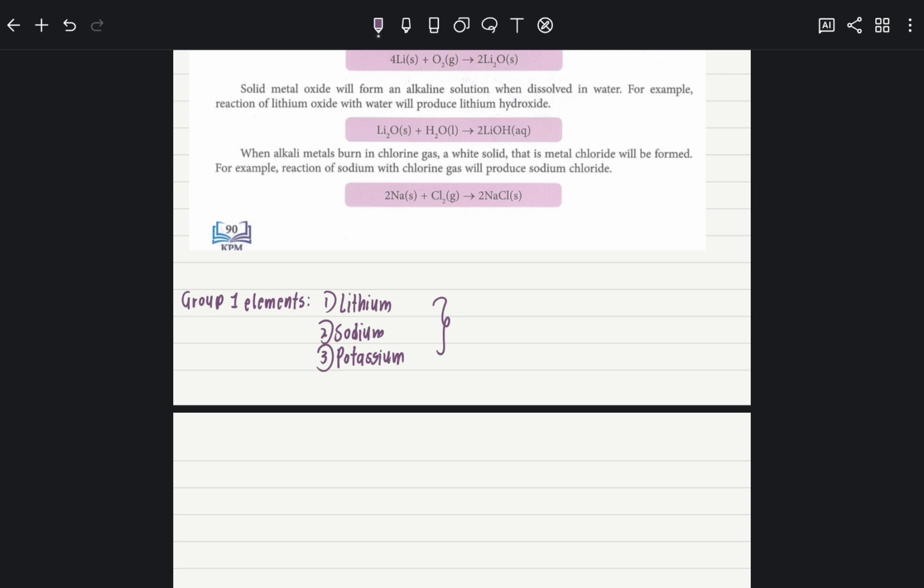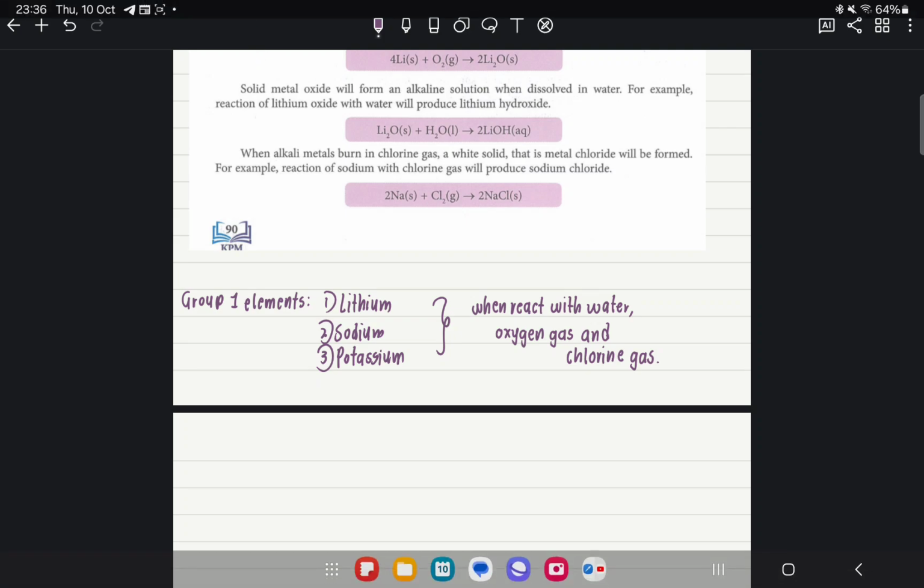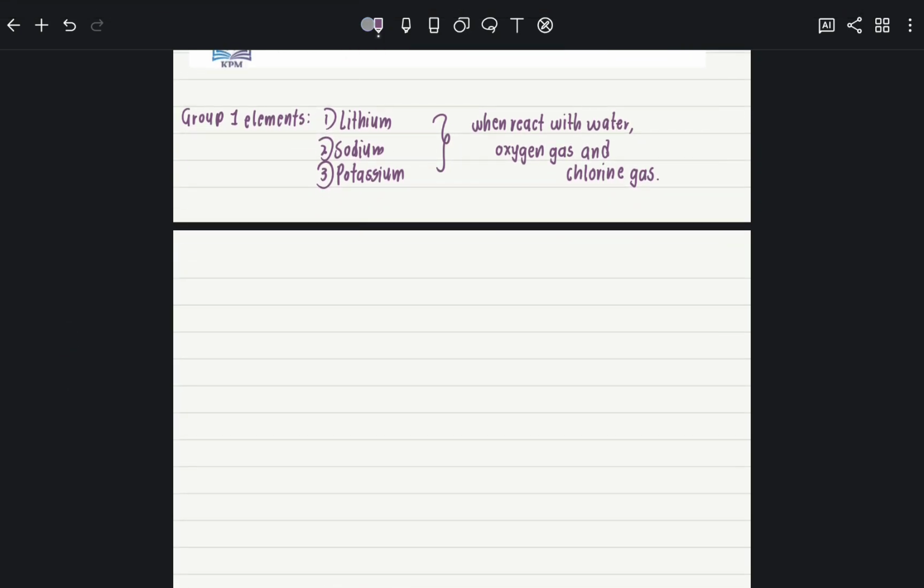So we will see the chemical properties of these elements when they react with water, oxygen gas and chlorine gas. This is what we are going to see, but in this summary at the top first. So settle these things. I already told you all, lithium can react with water, lithium can react with oxygen, lithium can react with chlorine gas, sodium can react with water.